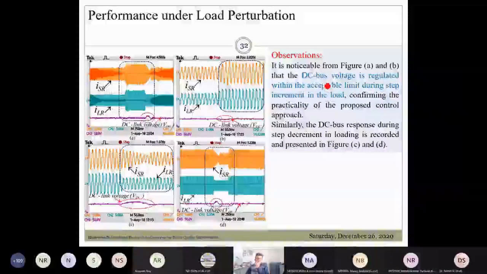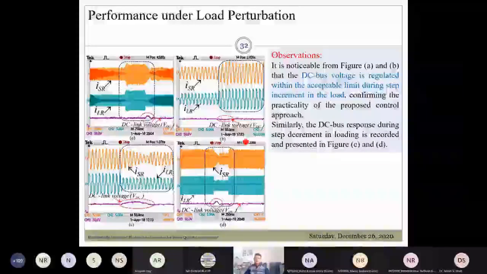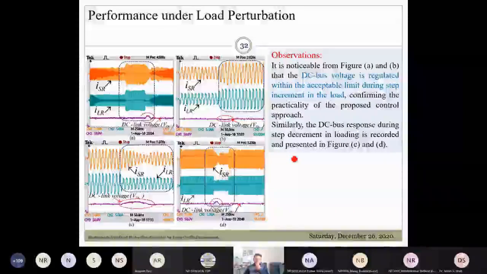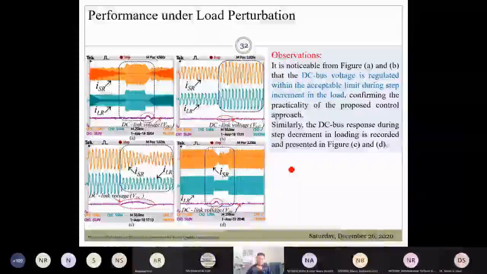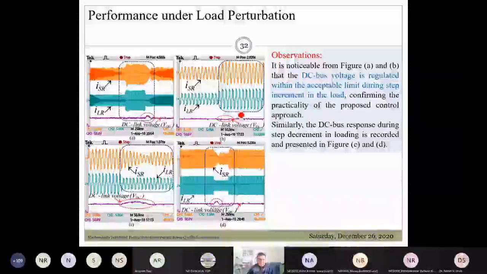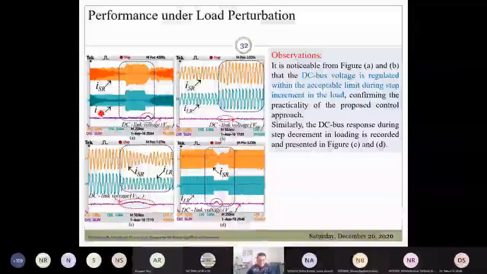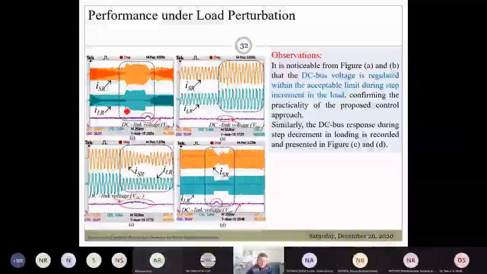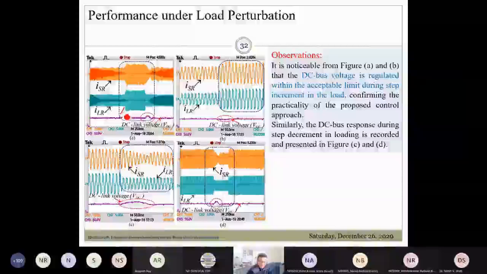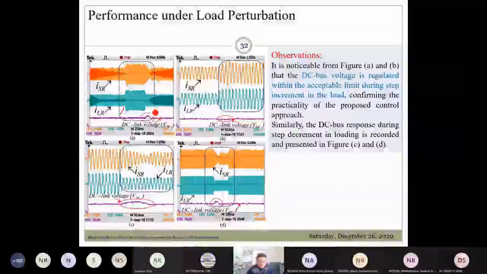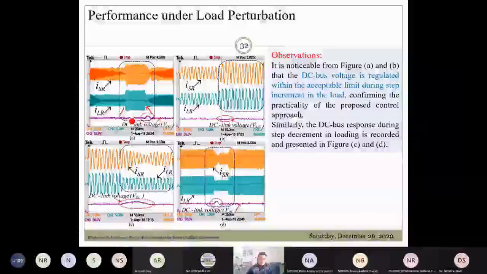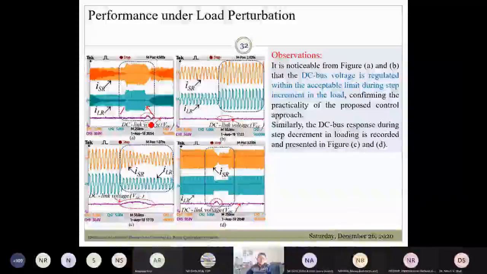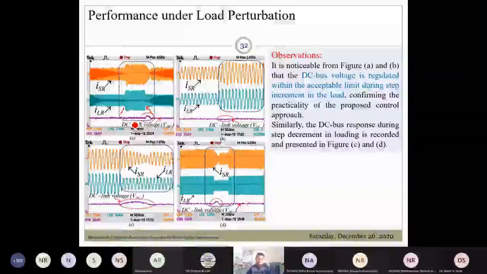So this experimental test is established to confirm the dynamic response of the proposed active current control when exposed to the sudden load perturbation. See here a careful examination of plots A, B, C, and D. In this case, our sudden load perturbation is applied at this point, and the load is again restored to its pre-disturbance level at this point. So the voltage across the DC link capacitor is maintained well within the acceptable threshold.